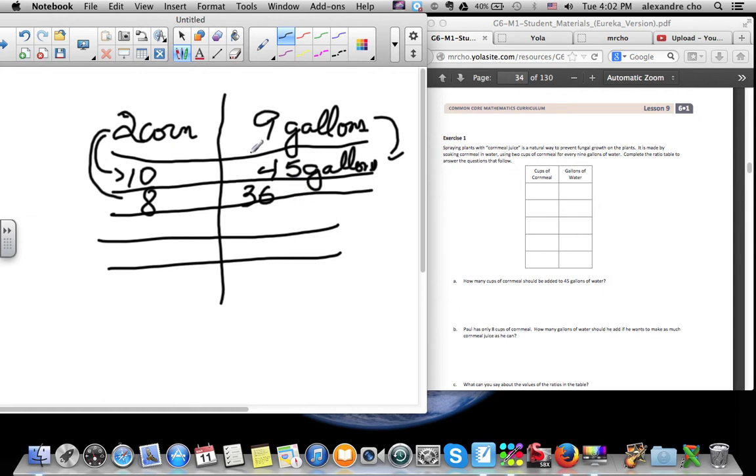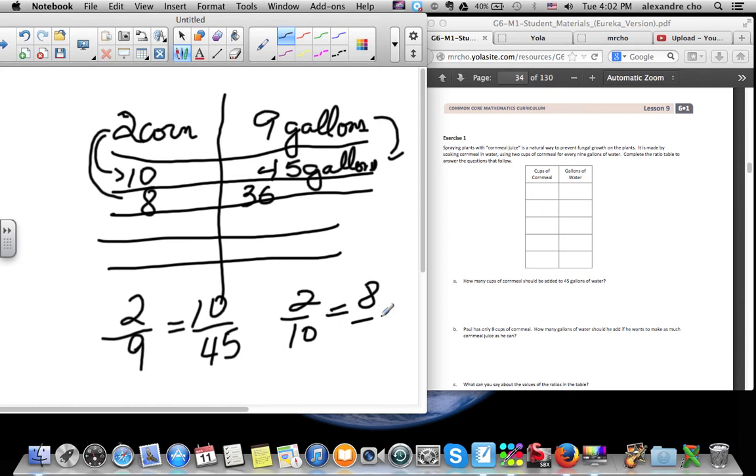Okay, and what can you say about the values of the ratios in these tables? Well, 2 to 9 is proportional to 10 to 45, and 2 to 9 is proportional to 8 to 36. Okay, I'll just write it here at the bottom. 2 to 9 is proportional to 10 to 45. Is that true? You can see that it is, because the growth was times 5 on top, times 5 at the bottom. And 2 to 9 is also proportional to 8 to 36.